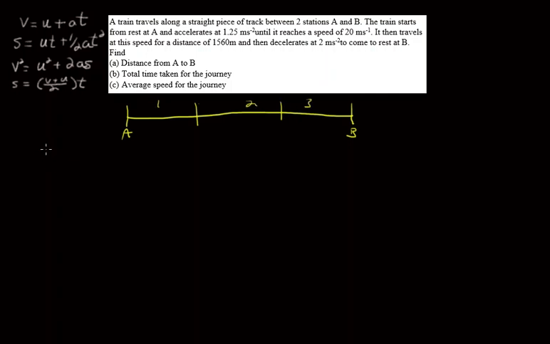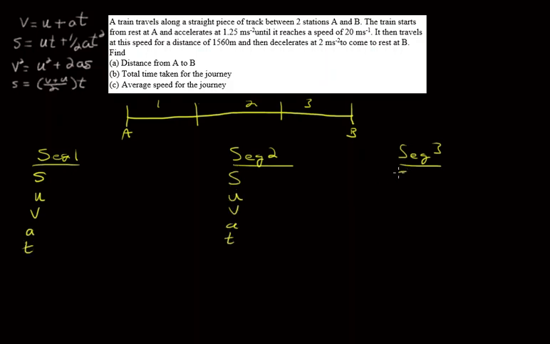And that means we need to write down SUVAT for segment 1, segment 2, and segment 3. All right, so in the first segment, we don't know what the distance is.